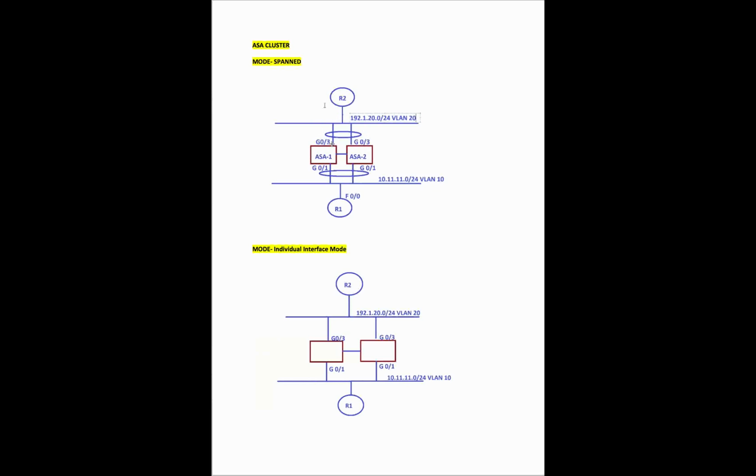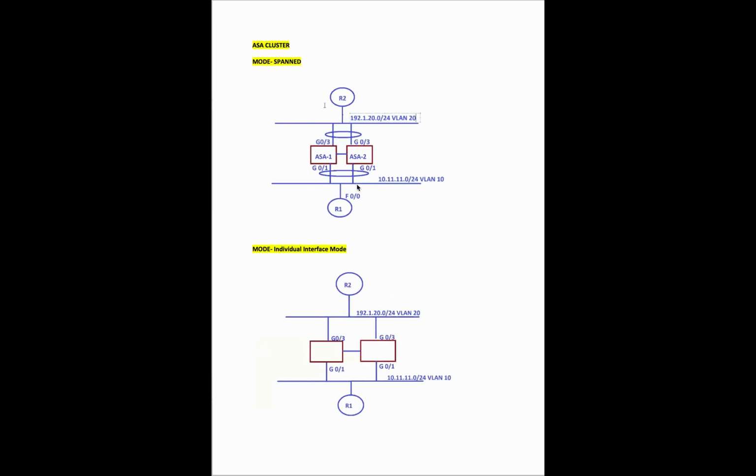We are basically using the benefits of port channel, right? A port channel does load balancing of the traffic. So we are using the advantages of a port channel in an ASA environment, and the mode where you use it is called the span mode. In the other one, the individual interface mode, we are not going to use port channels. We are going to use the benefits of what you call equal cost paths in a routing environment. We will see this later.